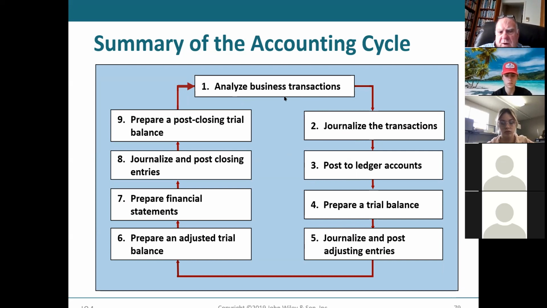We started off in chapter 1 by analyzing simple transactions. We learned how to write journal entries. We learned how to post the journal entries to the ledger. We learned how to prepare a trial balance. And now in this chapter, we're picking it up with steps 5 through 9. We journalize and post our adjusting journal entries.